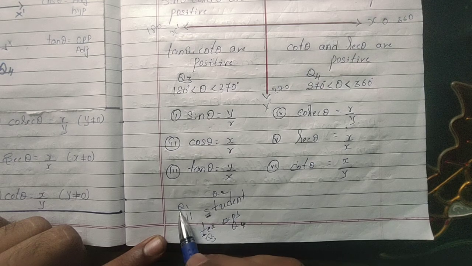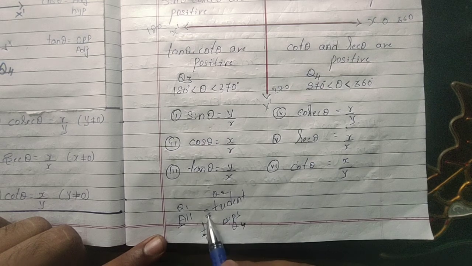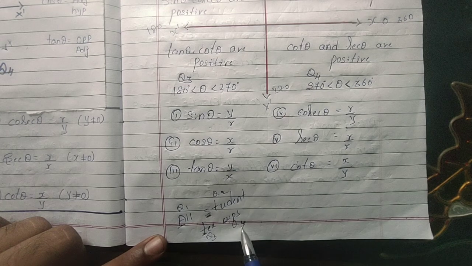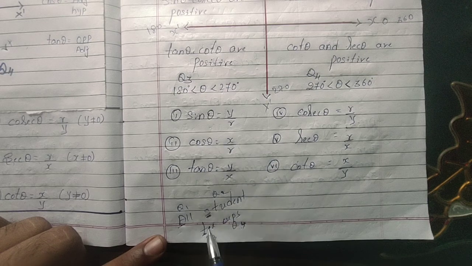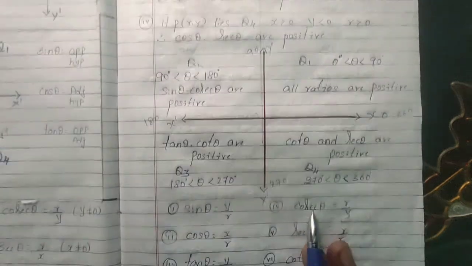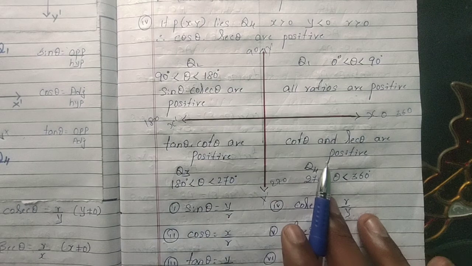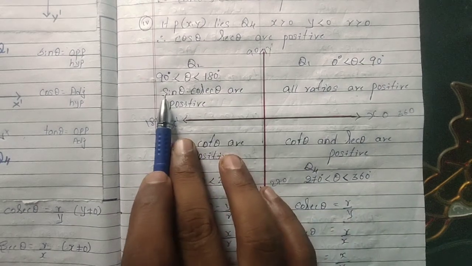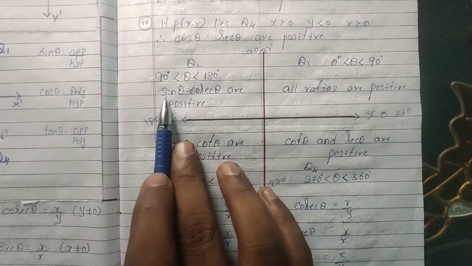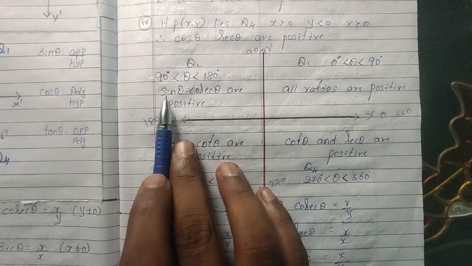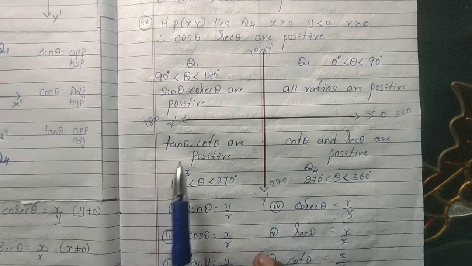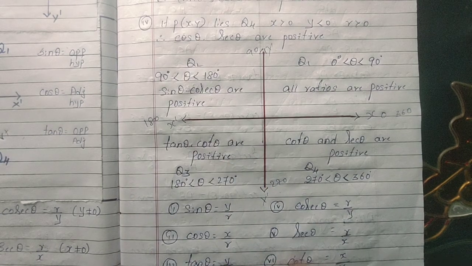All ratios are positive in the first quadrant. Sin and cosecant are positive in the second quadrant. Tan and cot are positive in the third quadrant. Cos and secant are positive in the fourth quadrant. All student teacups. Student means S, sin, and the reciprocal of sin is cosecant. T. Teacups, you take the first letter T.